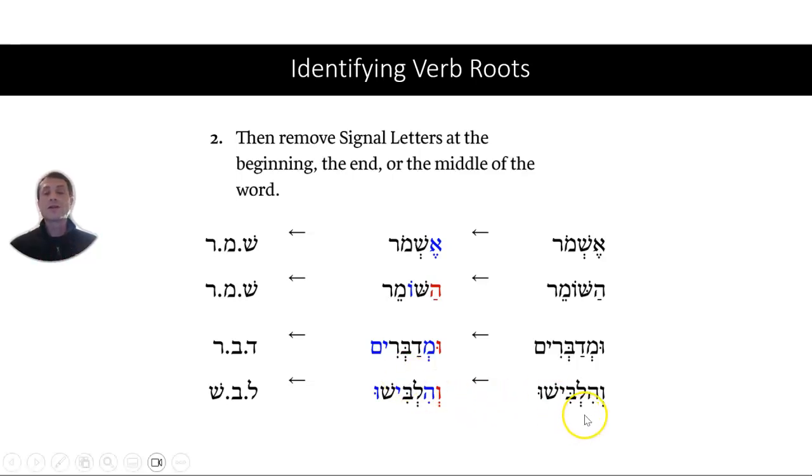Or here's another reversing vav, perfect, vahilbishu. So you want to remove the vav, remove the hey, because that is a part of the hifil stem. So we want to remove the hey, remove that middle yod, that's part of the hifil stem as well. And then the final shurik is a signal letter too. So we just remove all of those. We're left with lamed beit shin. And so if we're, again, looking it up in the lexicon, that's what we'd look it up under.